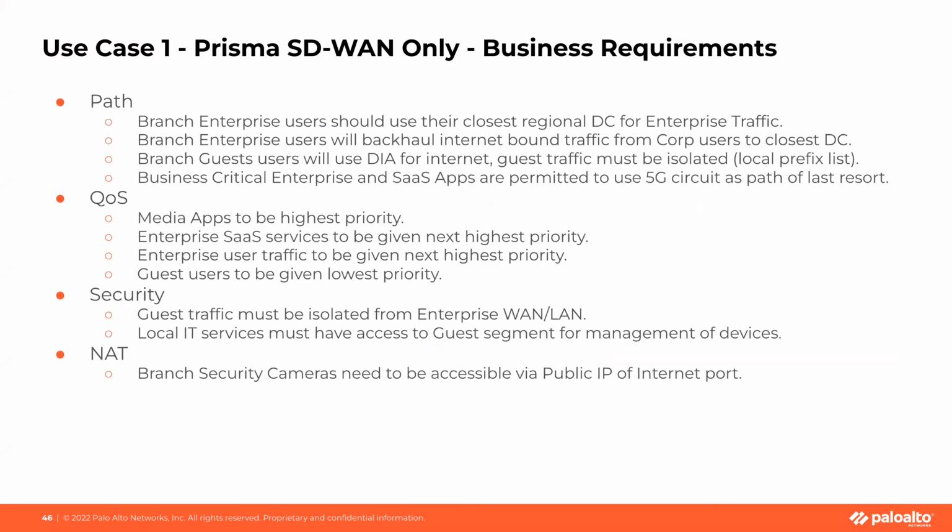Guest users are to use DIA, and business and critical apps are to use 5G as a path of last resort. For QoS, media apps get the highest priority. Enterprise SaaS should be given the next highest priority, then general enterprise, and guest should be given the lowest priority. For security, guest traffic should be isolated from the WAN and LAN, but local IT services must be able to reach the guest segment to manage the devices. And then we have an inbound NAT use case as well.